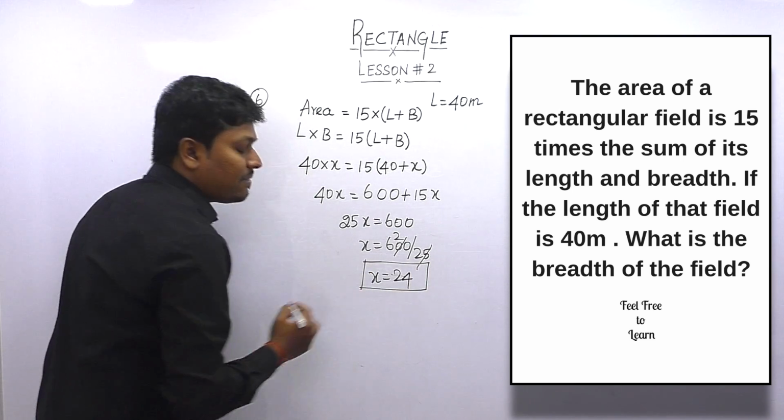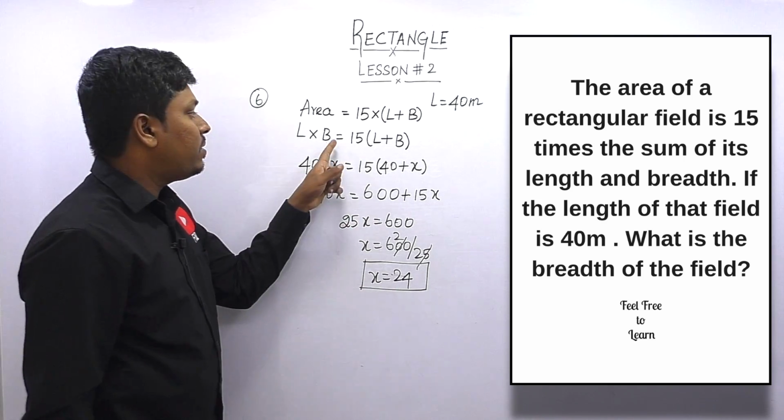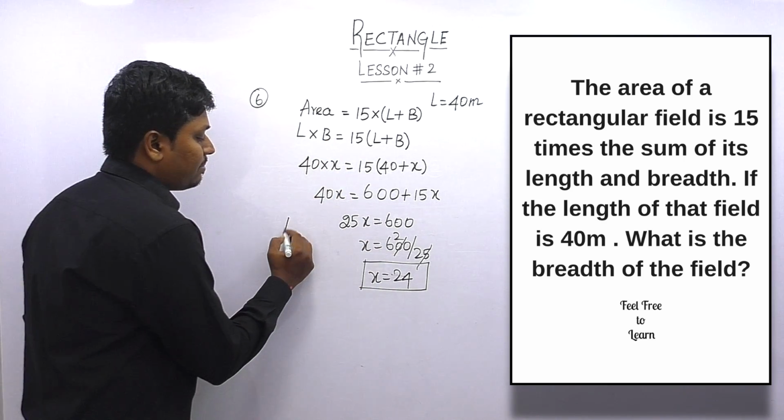So finally we can say that the value of x is 24. What is the value of x? The value of x will be the breadth. So we can say that the breadth will be 24 meter.